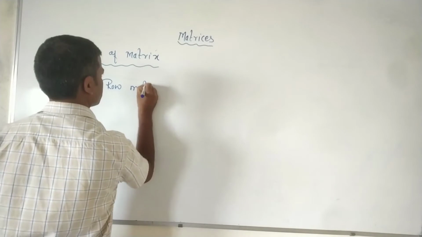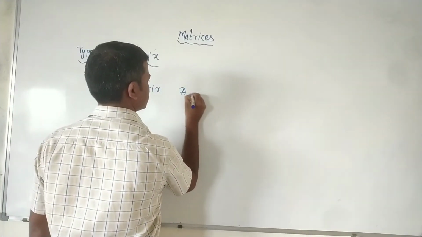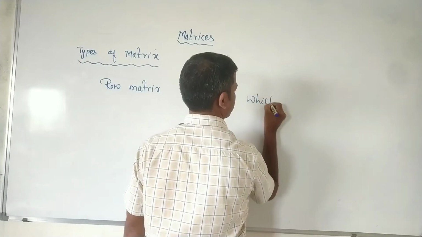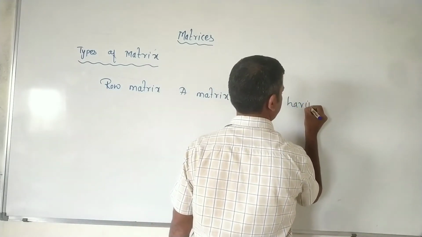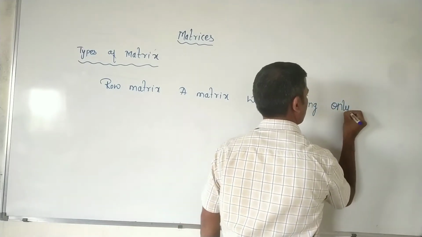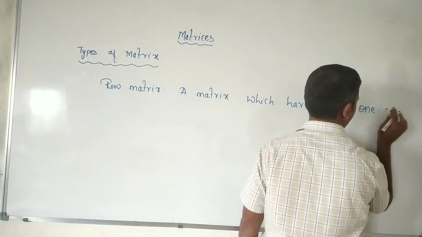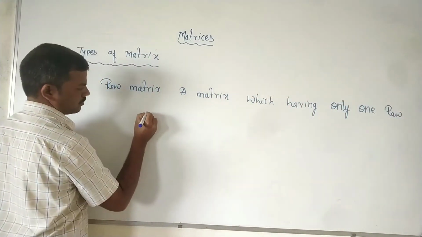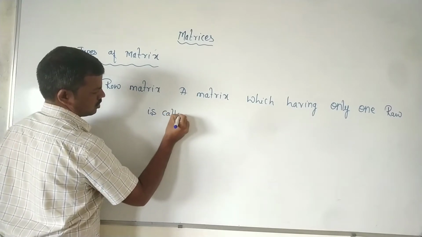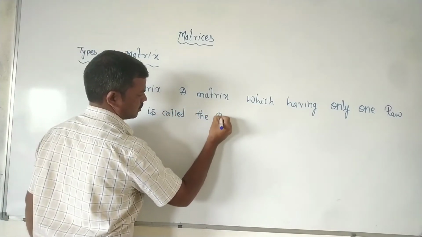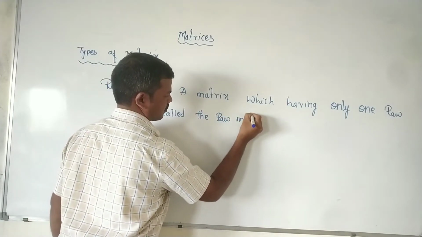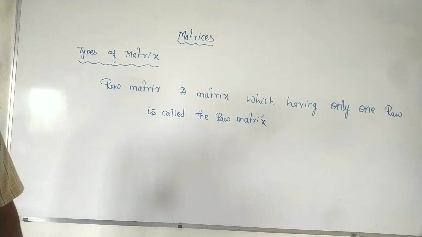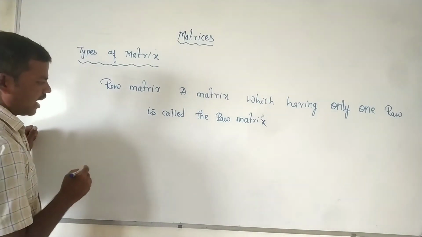Row matrix. A matrix having only one row is called the row matrix. So here we take the example for that.